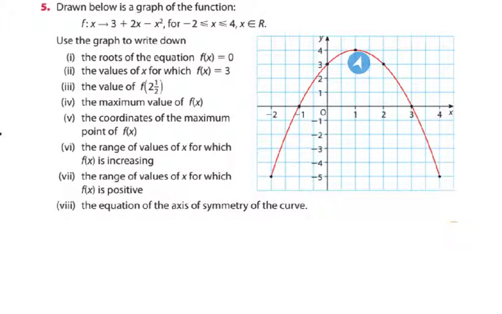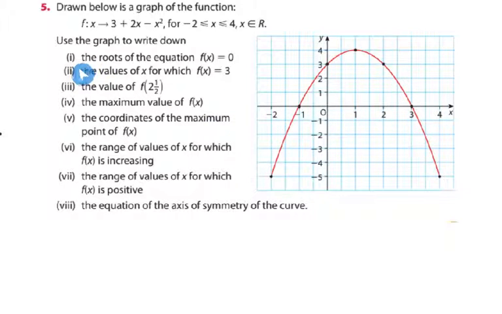Right, here's a function. It's a quadratic function, so it's going to be of the form x squared. In this case, we're given the function. It's 3 plus 2x minus x squared. The fact that it's minus x squared means it's n-shaped. If it was x squared by itself, positive x squared, it would be u-shaped. And we're told it's within the domain of minus 2 to 4. And as you can see, we're drawing it from minus 2 to 4.